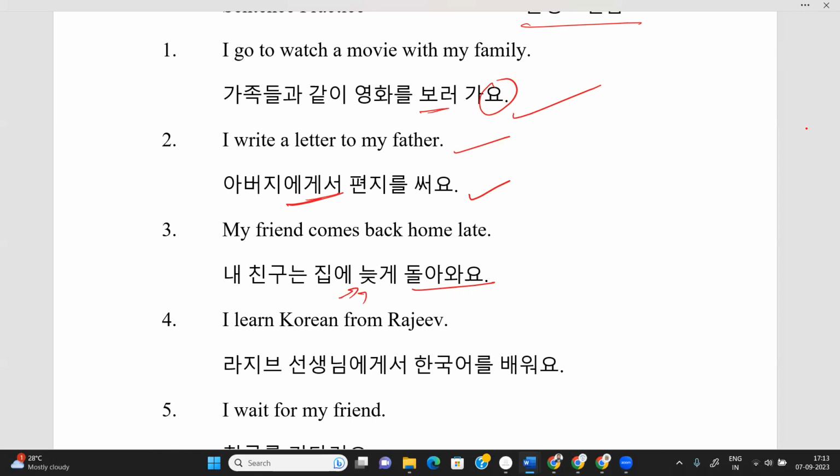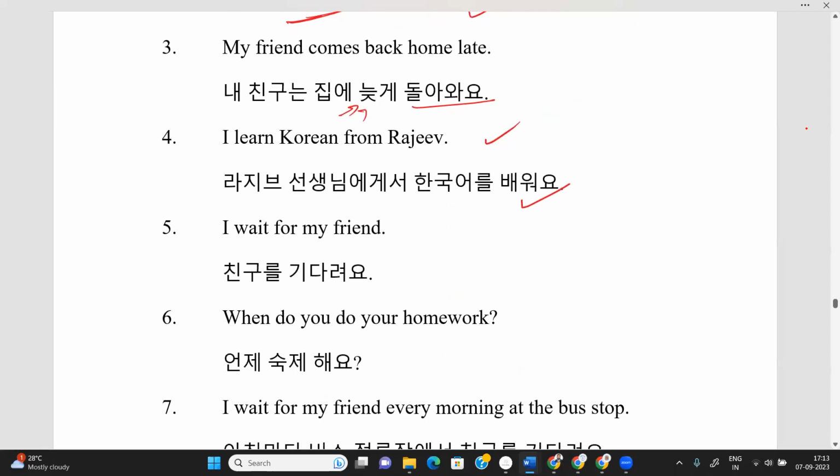Next. I learned Korean from Rajiv. 라지브 선생님에게서 한국어를 배워요. I wait for my friend. 친구를 기다려요. When do you do your homework? 언제 숙제해요?